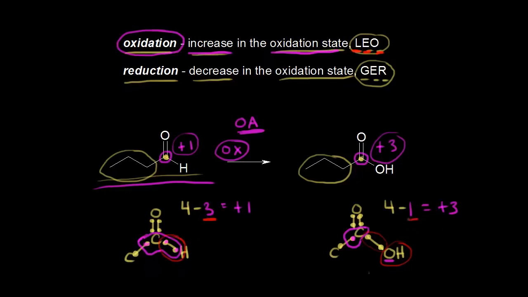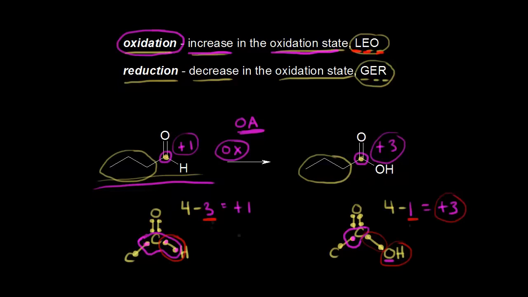So now it's only surrounded by 1, and we see an increase in the oxidation state. So it's like carbon lost electrons. Also, there's a shortcut that you can use for this reaction. Let's think about what that shortcut would be.